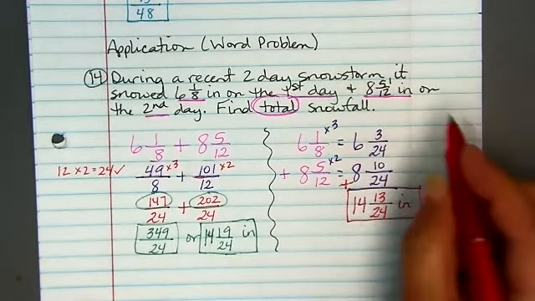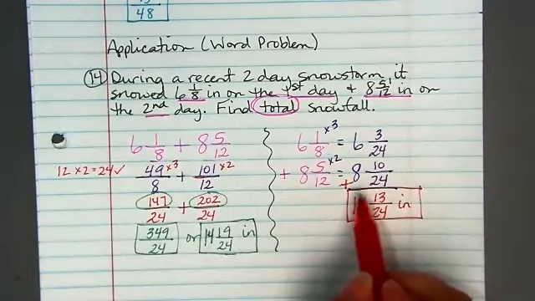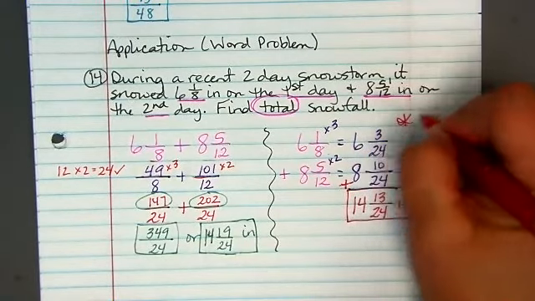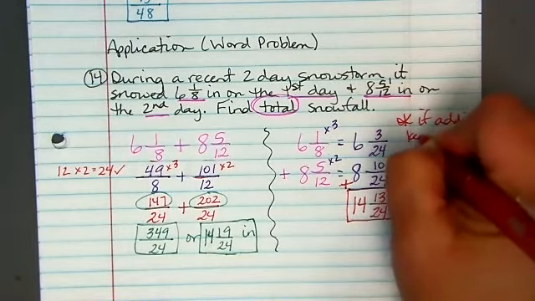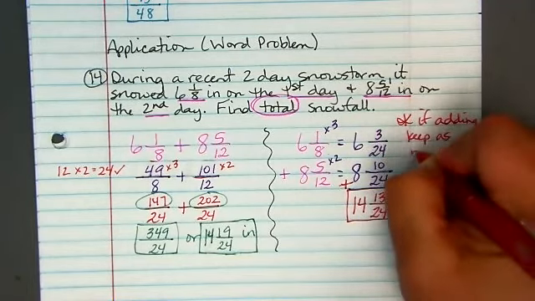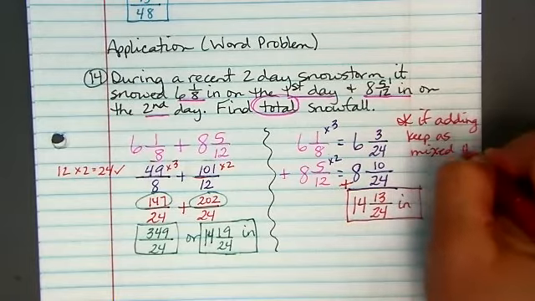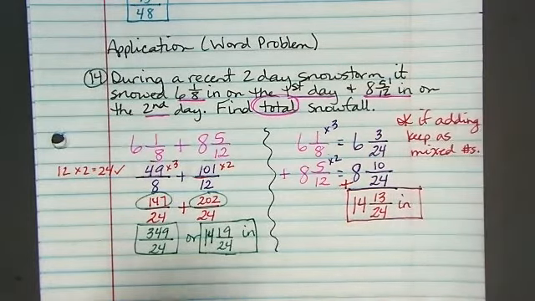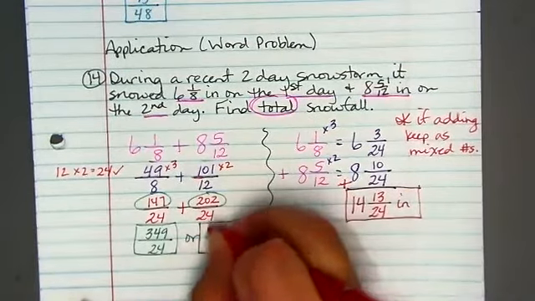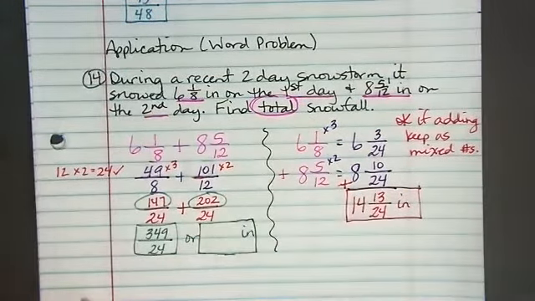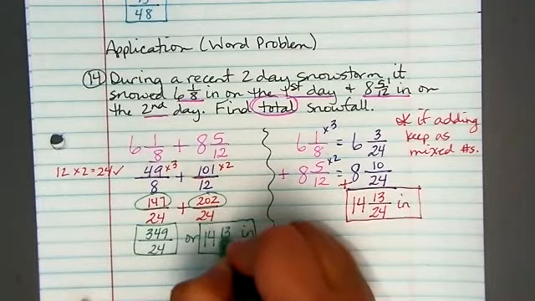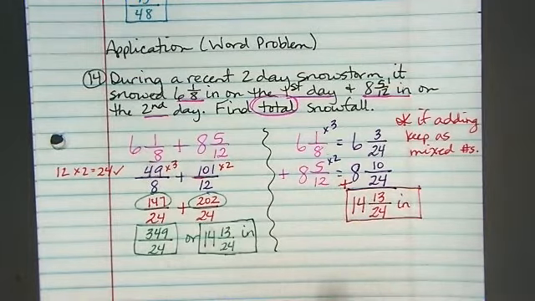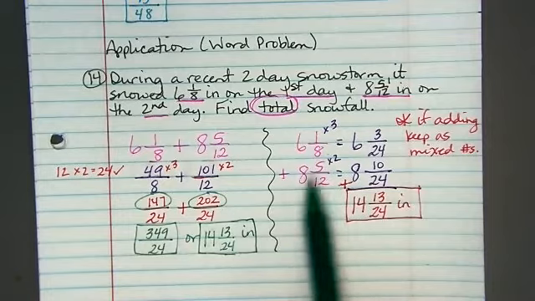And honestly, I like this problem better when you're adding, okay? So if adding, keep as mixed numbers. I think it's more beneficial, and I made an error over here. Write this. This answer is actually 14 and 13 over 24. Because I find the bigger your numbers, the larger the chance of error. This keeps them as small and more manageable.